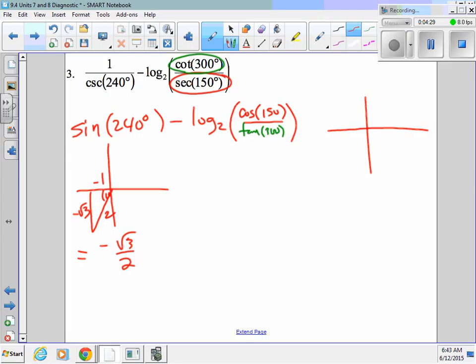So anyway, let's see. Cosine of 150. 150 is in the second quadrant with a reference angle of 30. So opposite the 30 is a 1. Adjacent would be a negative radical 3, and hypotenuse is 2.